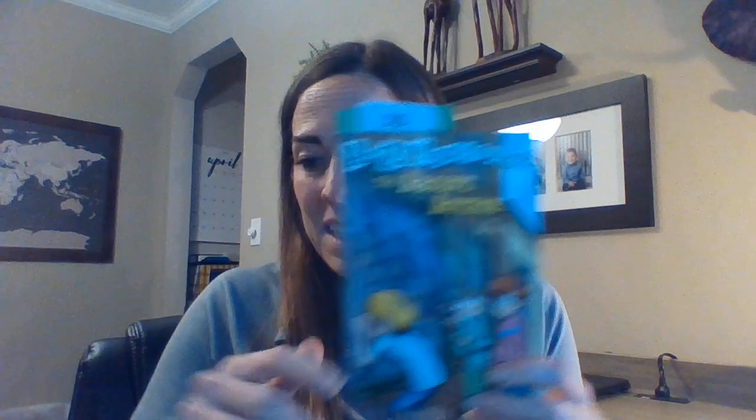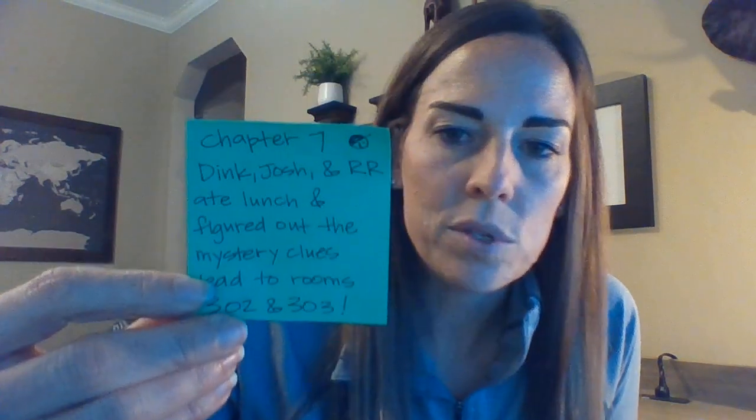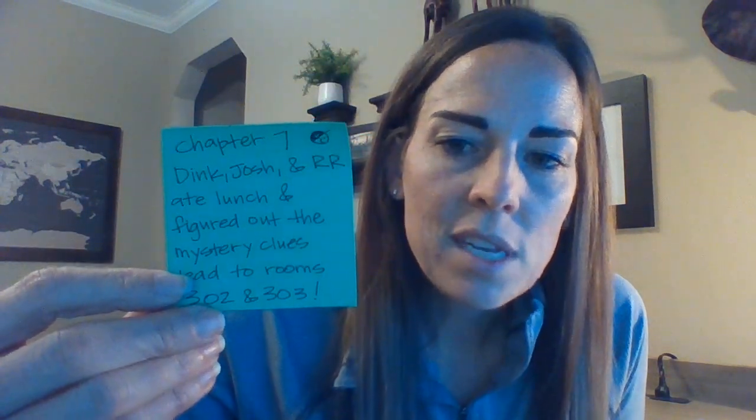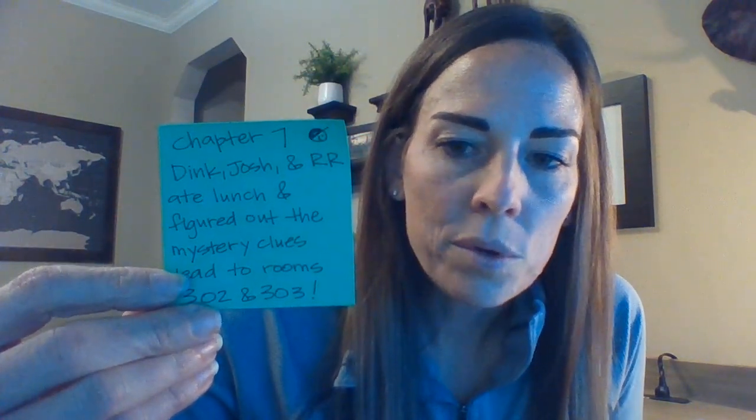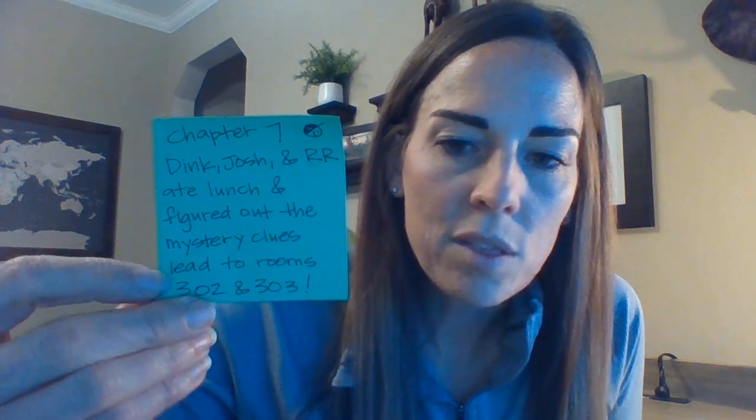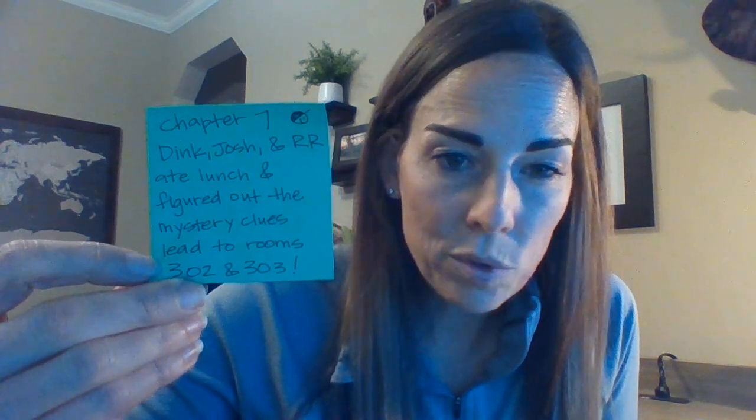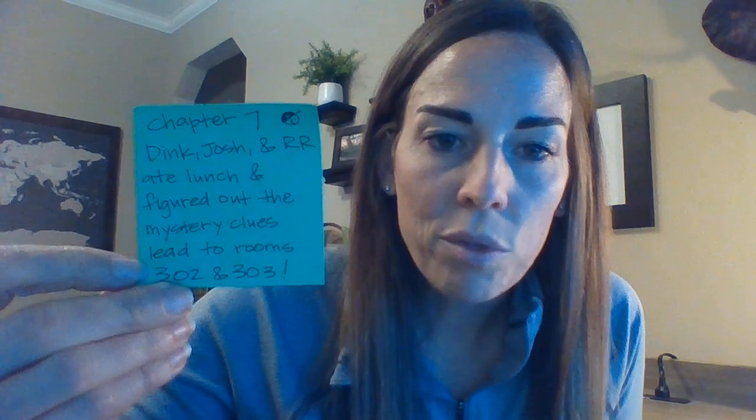And when you recap a chapter, it's going to be very short. You're going to take the main event from that chapter and I like to jot it down in a Post-it. So for chapter 7, I recap chapter 7. Like I said, it's so short it fits on a Post-it. So for chapter 7, it says, Dink, Josh, and Ruth Rose ate lunch and figured out that their mystery clues lead to the rooms 302 and 303.